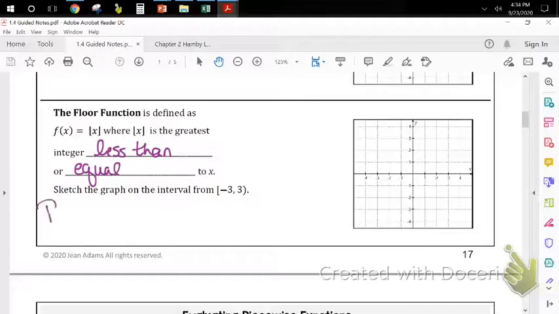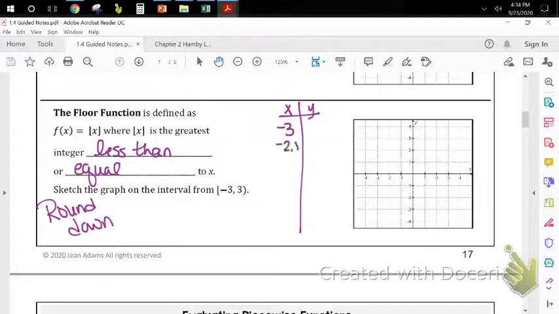And so for here, we're going to round down. And so I'm not going to make our table quite as big. I'm only going to use the 0.5s and the integers this time. And it says go from -3 to 3. Okay, and so remember we're going to round down, and if you have trouble again, look at a number line.